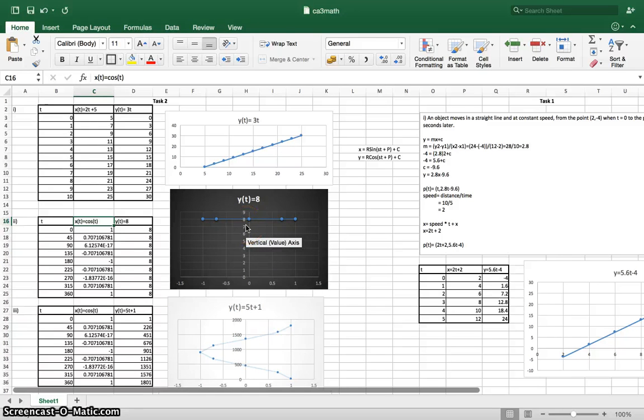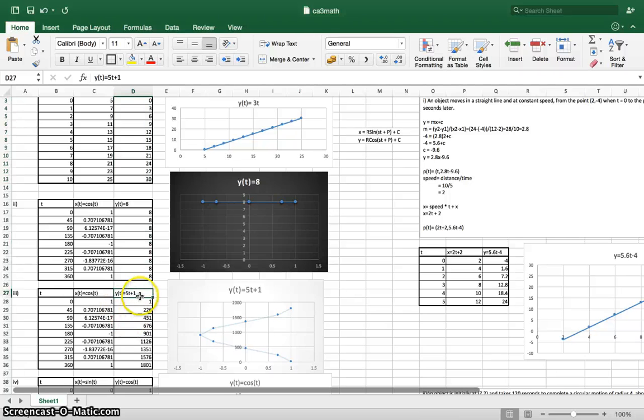And then there's yt, which is equal to 8, which obviously no matter what the t is, it will always be 8, so it will make a straight line. This is the value of what's here. That's what we plot.